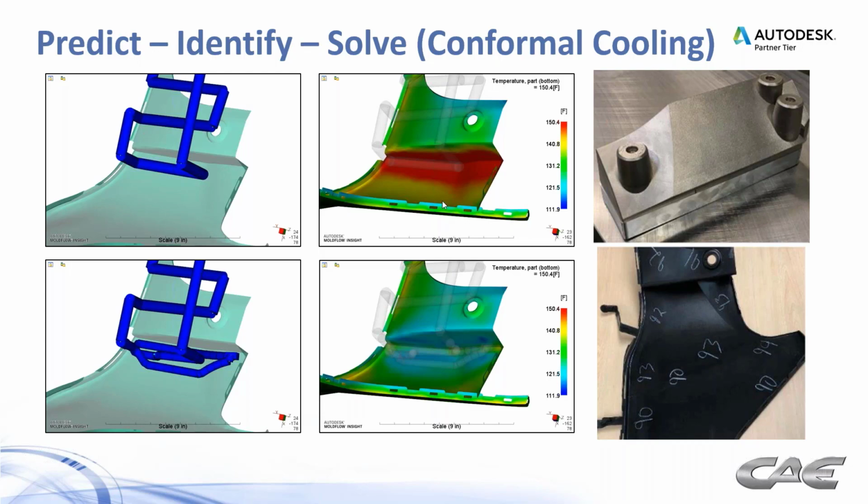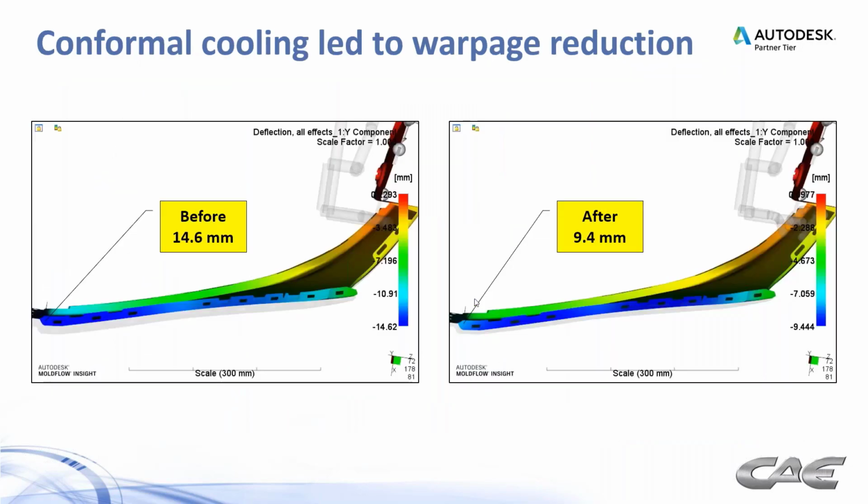only did the part temperatures change and we got more uniform cooling, but you look at the change in warpage and how it changed this angle over here in the part. Beforehand, if you measure the warpage at the tip here, it was 14.6 millimeters, and afterwards it was 9.4 millimeters.